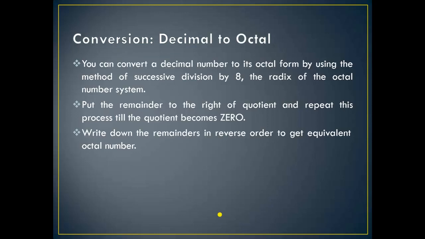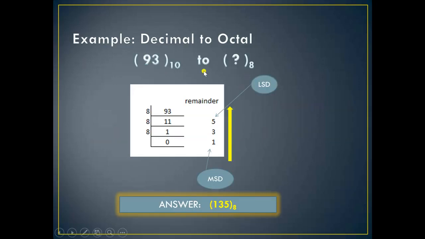Now conversion from decimal to octal. The same way that we did decimal to binary, we will do decimal to octal. We will divide the number by 8, then keep the remainder and write the remainder in reverse order. So you can see, this is the decimal number, and you are converting it into octal. By this way you will get the answer.